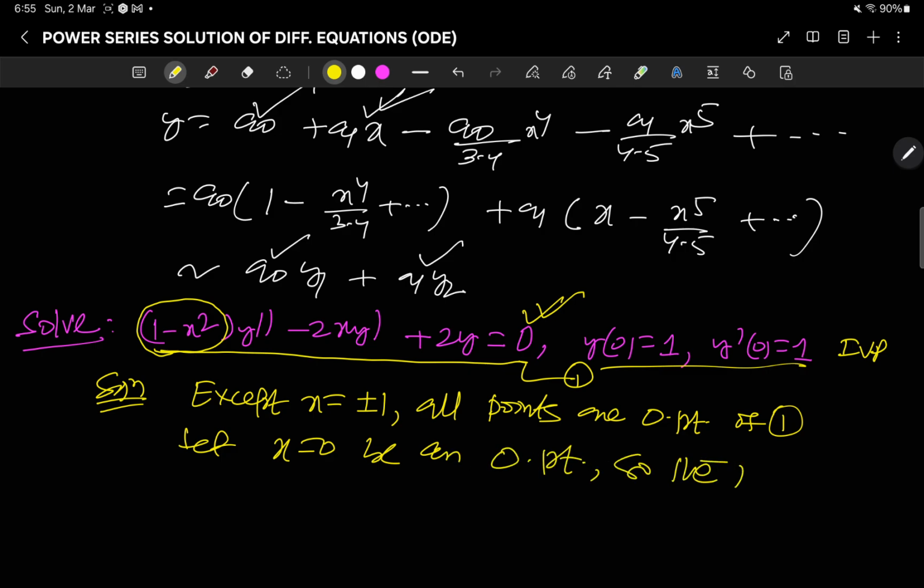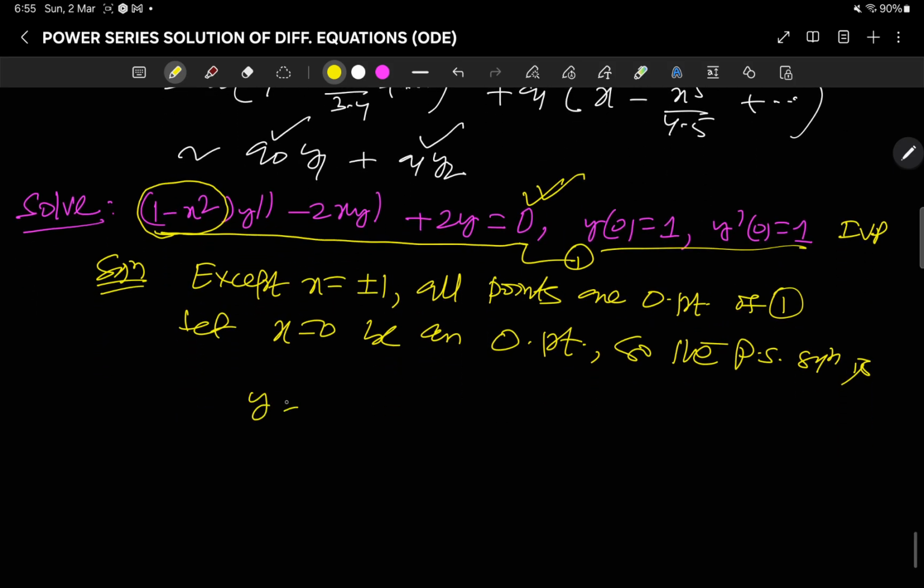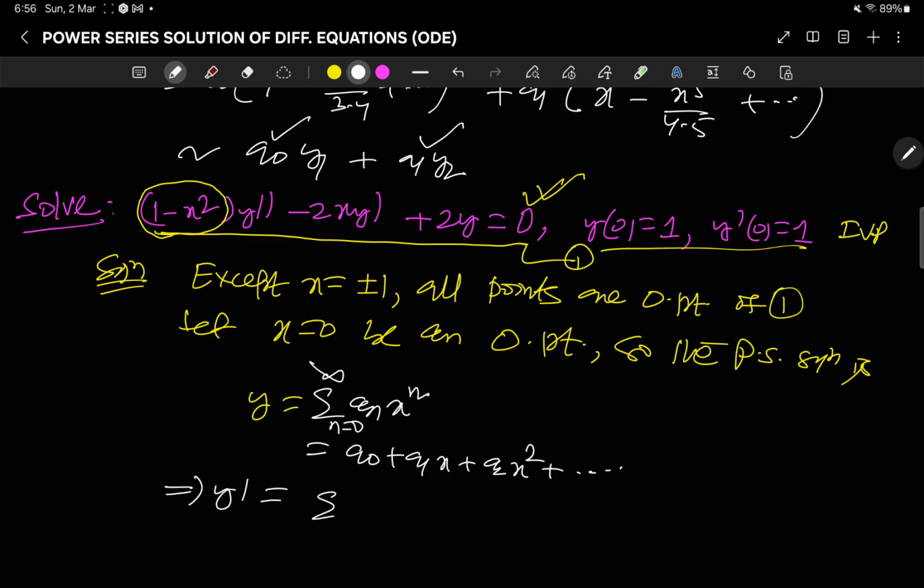So the power series solution is y is equal to a0, or I write it in series form, summation of a_n x to the power n. Okay, if I open it, a0 plus a1 x plus a2 x square, and so on. It is n is equal to 0 to infinity. So now this implies my y dash will be summation of n a_n x to the power n minus 1. Writing n is equal to 0, it becomes 0, so n is equal to 1 to infinity.